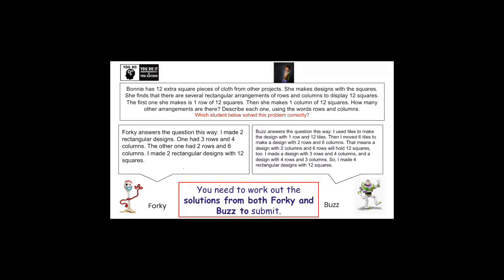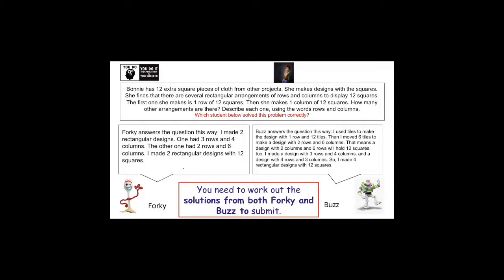So now it's time for the you-do. The you-do says, Bonnie has 12 extra square pieces of cloth from other projects. She makes designs with the squares. She finds that there are several rectangular arrangements of rows and columns to display 12 squares. The first one she makes is one row of 12 squares. Then she makes one column of 12 squares. How many other arrangements are there? Describe each one using the words rows and columns. Which student best solved this problem correctly?